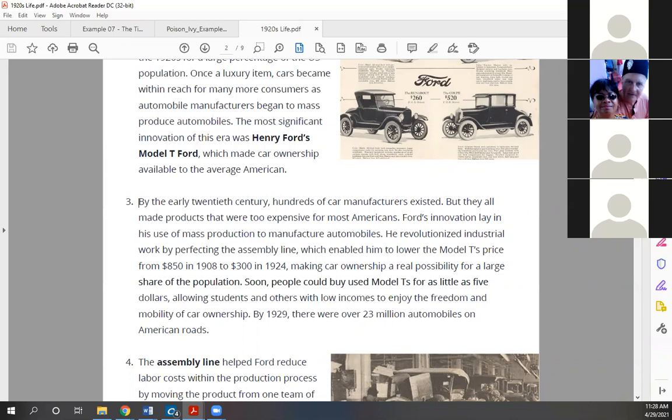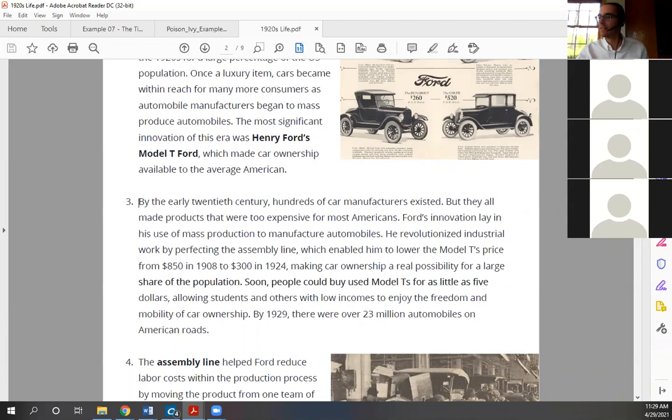Okay, Monique, go ahead. In the 20th century, hundreds of car manufacturers existed, but they all made products that were too expensive for most Americans. Ford's innovation lay in his use of mass production to manufacture automobiles. He revolutionized industrial work by perfecting the assembly line, which enabled him to lower the model's price from $850 in 1908 to $300 in 1924, making car ownership a real possibility for a large share of the population. Soon, people could buy used Model Ts for as little as $5, allowing students and others with low income to enjoy the freedom and the mobility of car ownership.